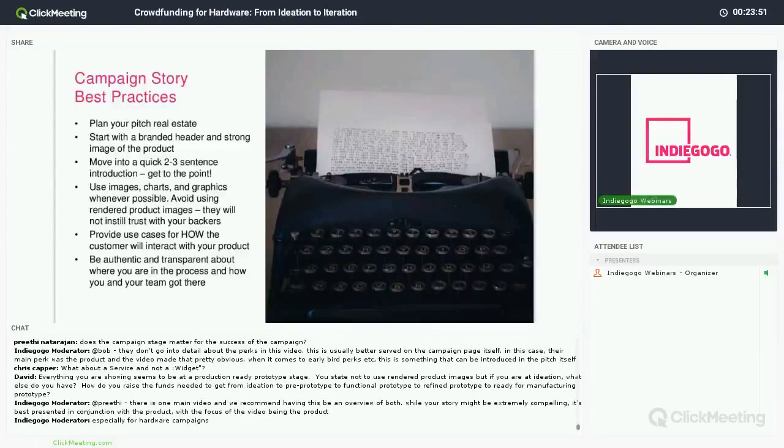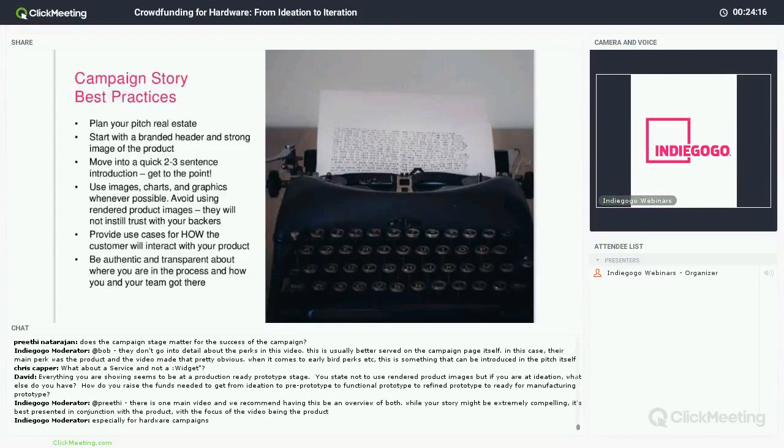You want to provide, in the story, use cases for how the customer will interact with your product. I usually tell people to create at least 3 separate use cases, more if you can, but 3 at least. Just show the product in different situations, how people can interact with it. Again, this makes the audience able to relate to the product and understand how they can use it in their life.